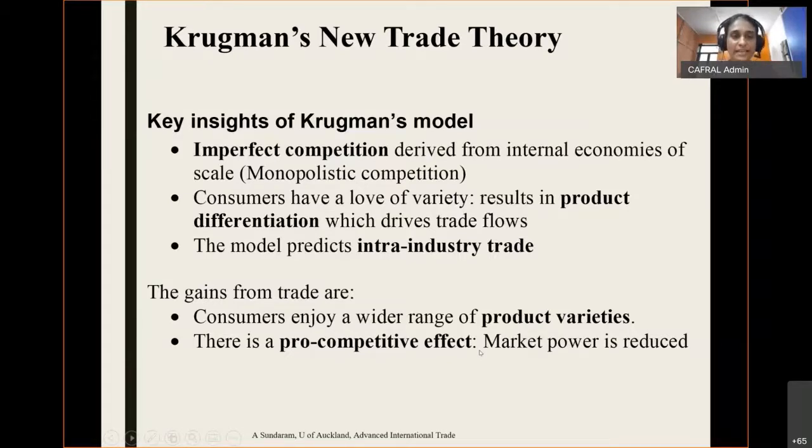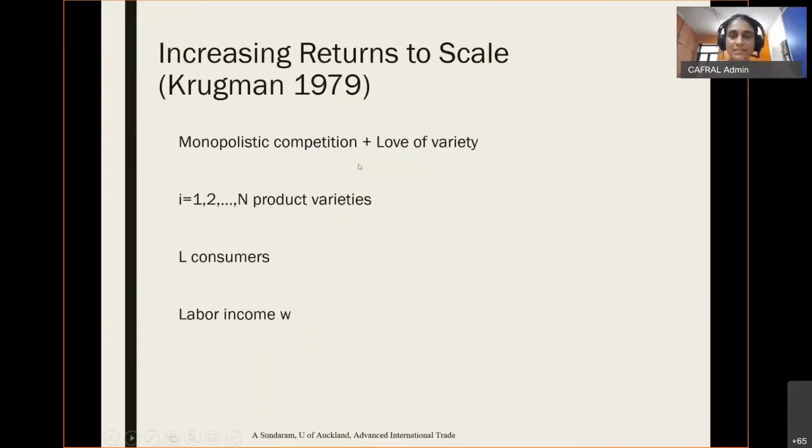All right, so let's get into the IRS, increasing returns to scale, Krugman model. This is the beginning of new trade theory: monopolistic competition plus love of variety. You're going to have to switch in your head a little bit now, because instead of talking about machinery and textiles, let's start talking about one sector and look within the sector. Let's take a sector like cars, and let's talk about variety of cars.